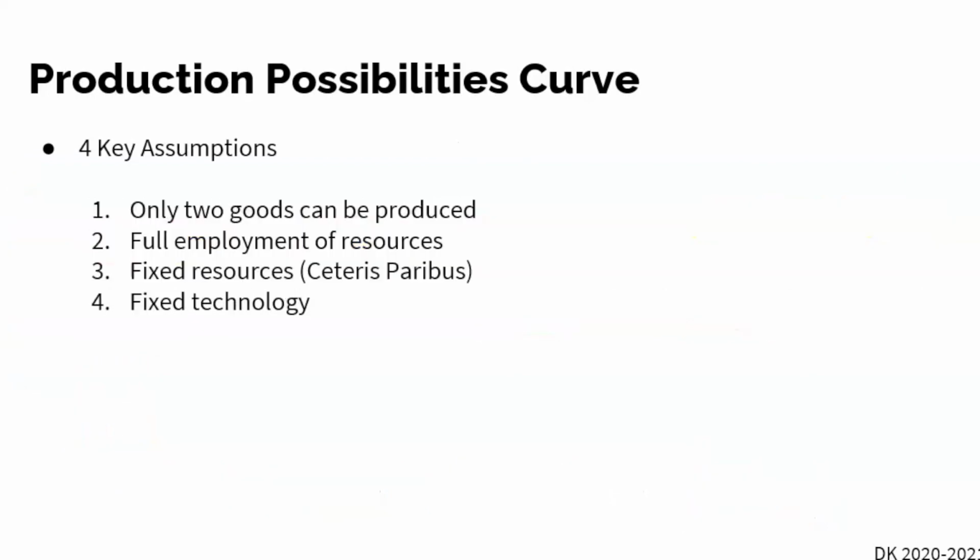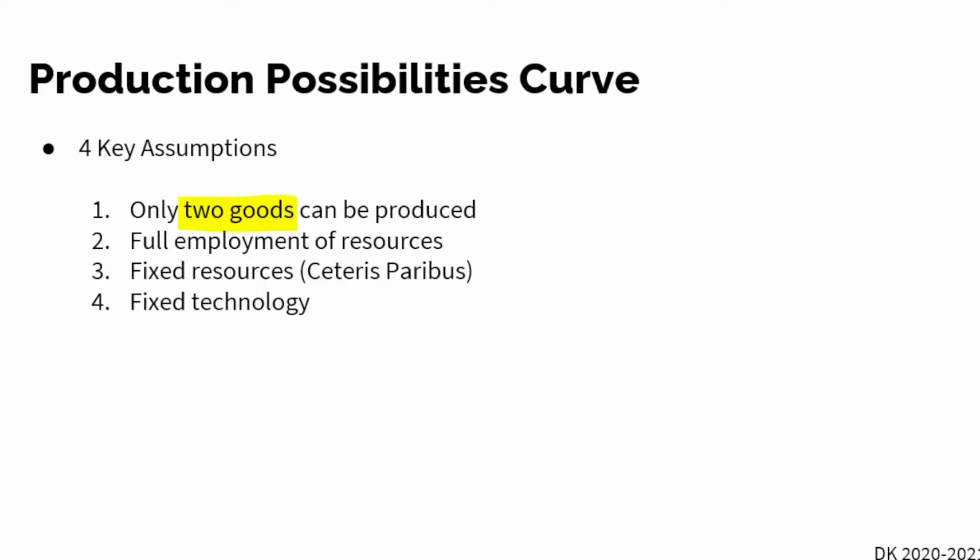When we're looking at our PPC, there are 4 key assumptions that we're going to hold constant. These 4 key assumptions are never going to change whenever we're looking at this graph. And if these assumptions do change, then the graph is going to change. So the first thing is that only 2 goods can be produced. That's a very key thing. We're only going to be looking at 2 goods.